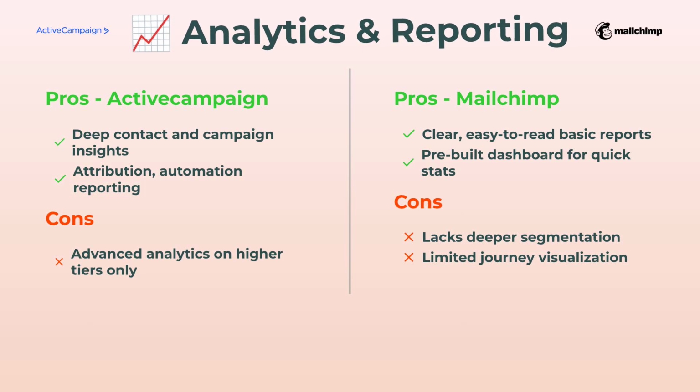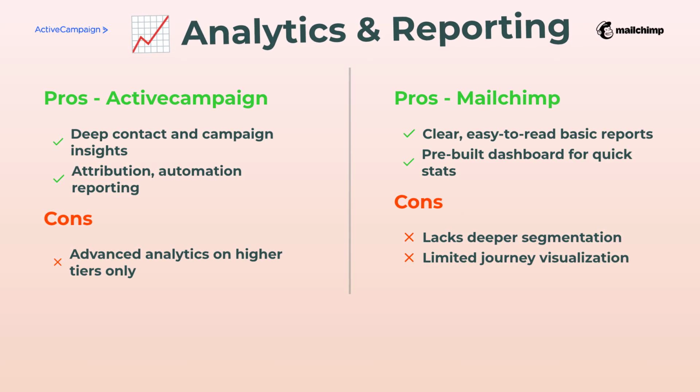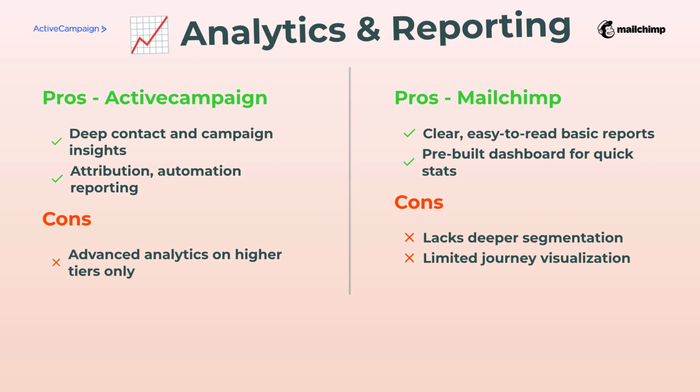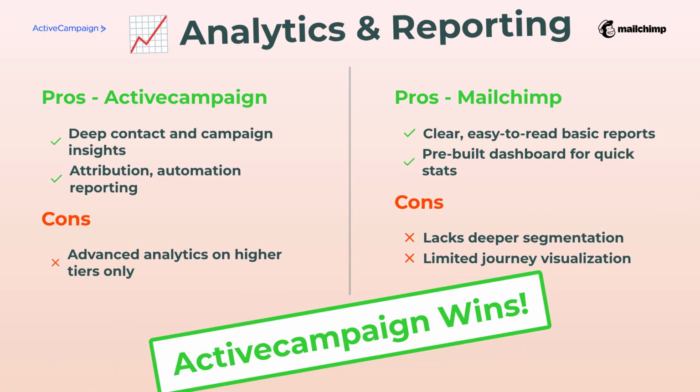Meanwhile, Mailchimp, it's got clear, super readable reports, and the dashboard is great if you just want to know what's working at a glance. Little limited if you want to nerd out on segmentation or see user journeys though. Bottom line, if you're hungry for data, Activecampaign is your best friend here.